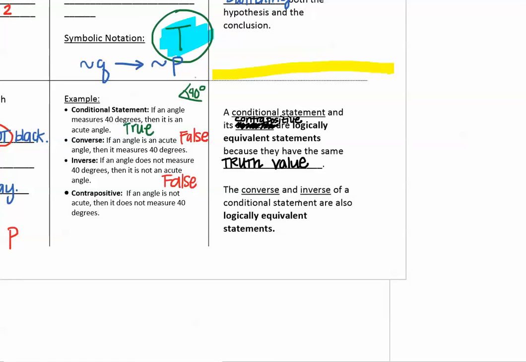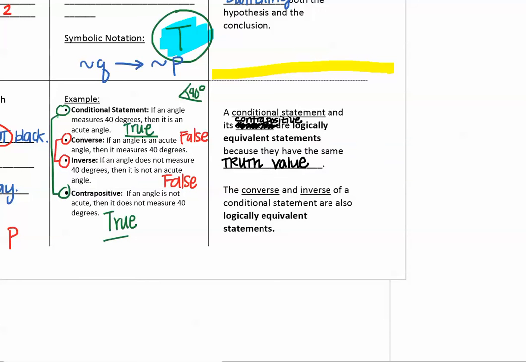So that's false. All right, and then the contrapositive says, this is where we switch it and negate it. If an angle is not acute, then it does not measure 40 degrees. Well, if an angle is not acute, then that means it's not between 0 and 90 degrees. So how could it possibly measure 40, right? So this is actually true. If it's not acute, it can't be 40. Okay? So you could see that the true ones are the conditional and the contrapositive. These are pretty much saying the same thing. They're equivalent. And then the false ones are the converse and the inverse.